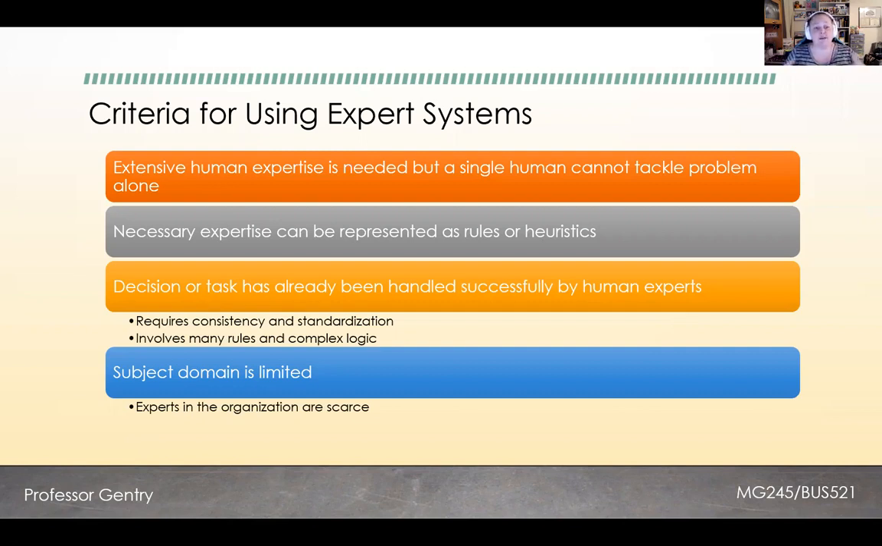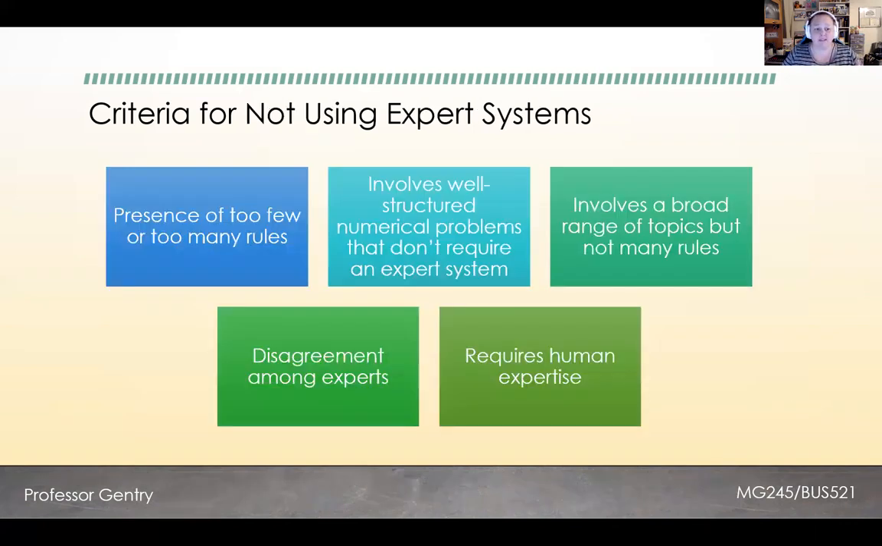Necessary expertise can be represented as the rules or those heuristics we were talking about. Decision or task has already been handled successfully by the human experts. Okay, this is going to require standardization and consistency. It can also involve many rules and a very complex logic that is going to be evaluated. Subject domain is limited. Okay, so maybe subject matter experts are scarce. That's another place that an expert system could be of assistance.